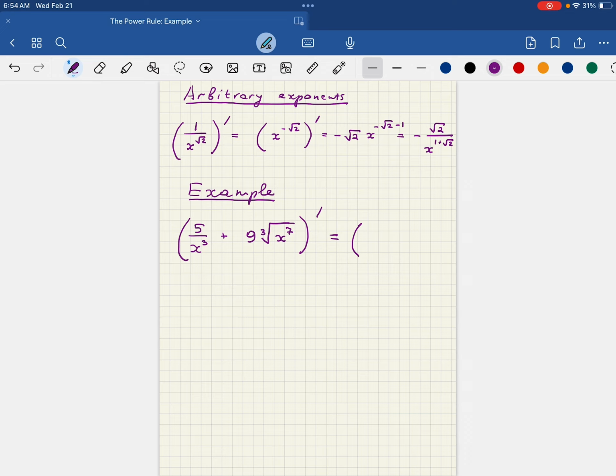The first term, 5 over x cubed, we can rewrite as 5 times x to the power negative 3. The second term, 9x to the power cube root of x to the power 7, we can rewrite as x to the power 7/3.